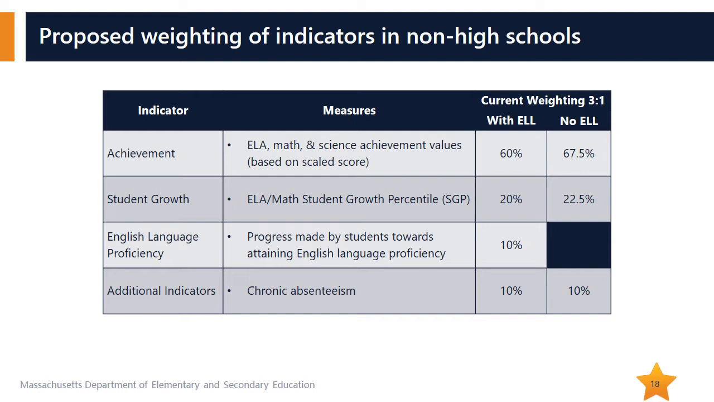Note that the weighting is applied to the indicator, for example, achievement or growth, and that each measure within the indicator bucket has an equal share of the weight. For example, if achievement were weighted at 60%, then ELA, math, and science would each be worth 20%. In a school that does not administer the science assessment, ELA and math would each be worth 30%.